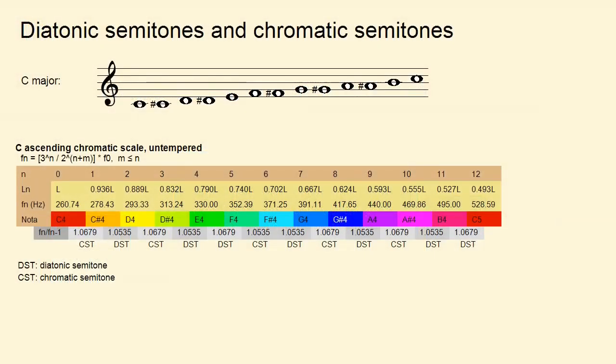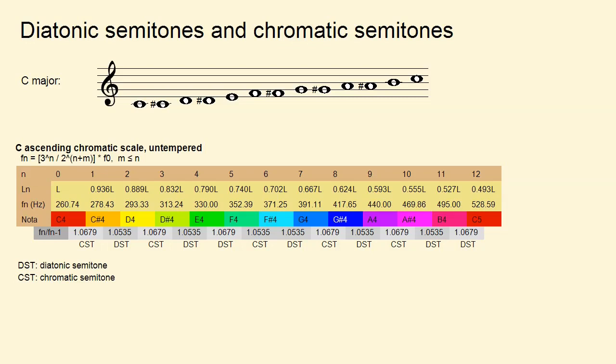In the introductory videos to musical intervals, whose links are given in the description of this video, the different types of intervals were studied. In this video, we will consider in more detail the semitone intervals. In studying the generation of musical notes, we generate the untempered ascending chromatic scale shown on the screen.